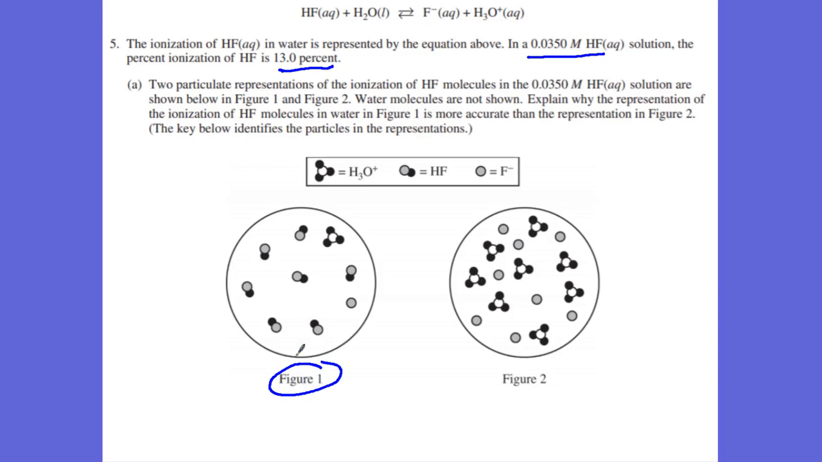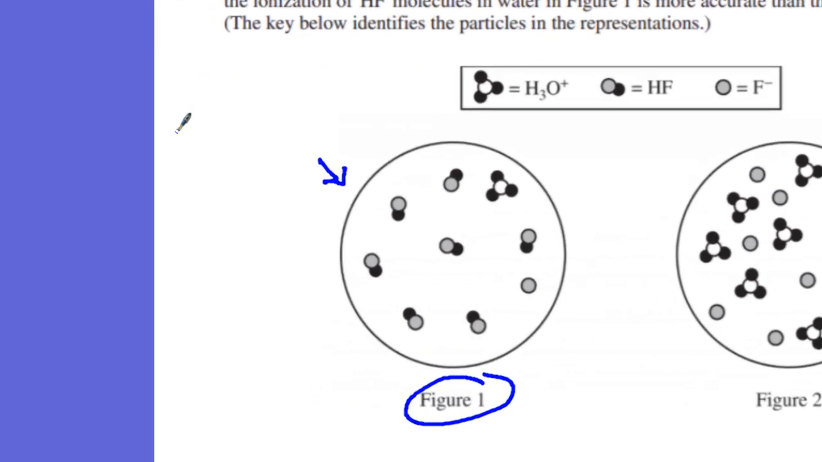They asked us, they said 2 representations, explain why the representation of ionization of HF in water for figure 1 is more accurate. Well, HF is a weak acid. What do I know about that weak acid? It is only partially ionized. It is not completely ionized.